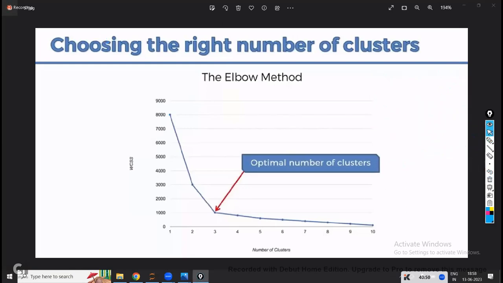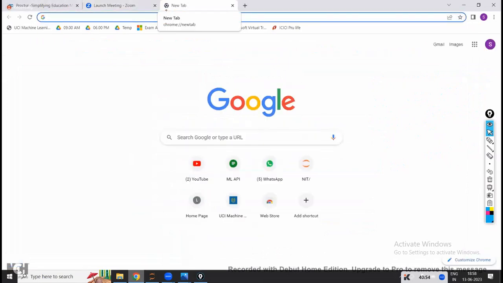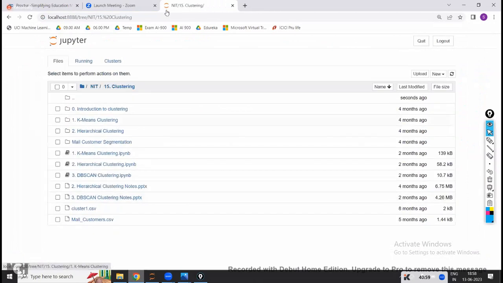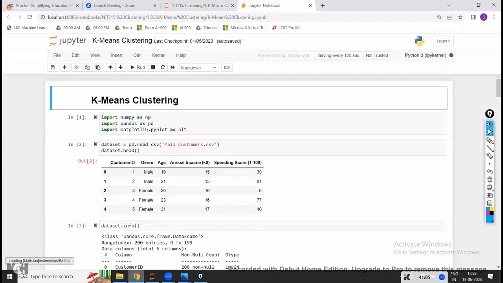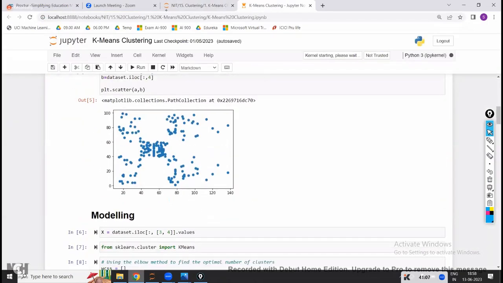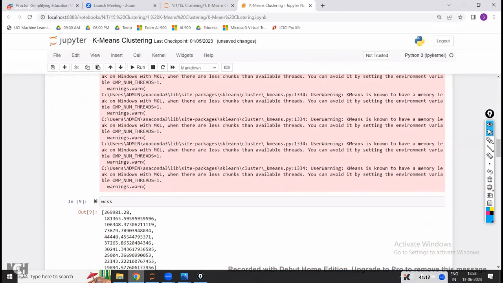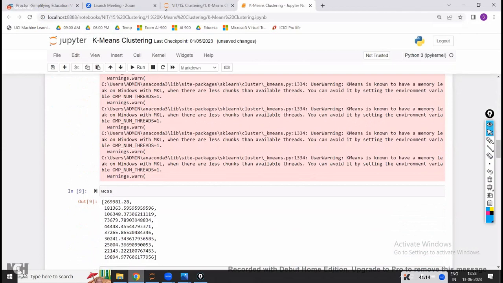Now I'll show you one more example. For this example, you tell me what is the optimum number of clusters. I will show you only the WCSS values. Okay, these are the WCSS.